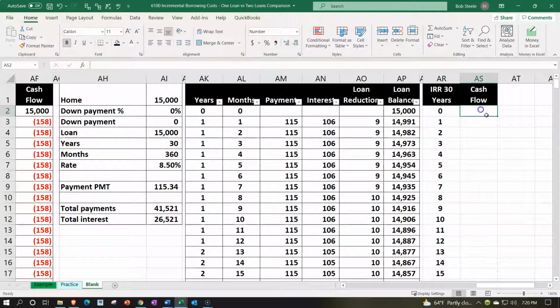So then if we look at the total cash outflow, or we could think of it as the inflow, the loan that we got that we then paid for the home, it would be equal to the two loans.